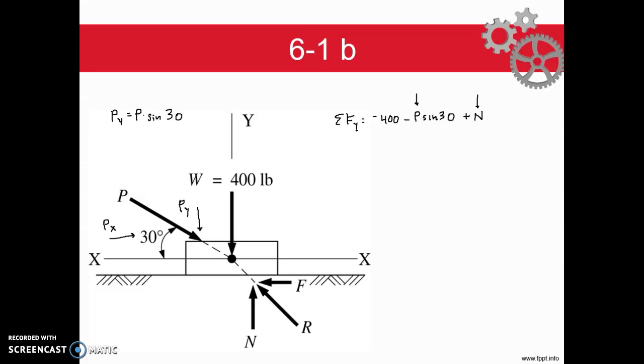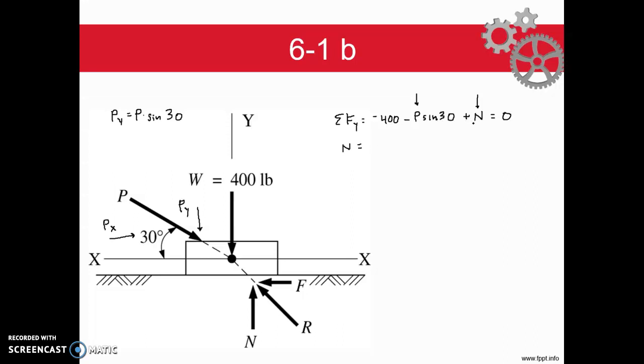So we're not going to be able to solve this equation and get a number. We're only going to be able to simplify it somewhat, or solve it for one variable in terms of the other. And so I think I'm going to solve this for N, find out what is N in relationship to P. And I guess up here I should have said all of this is equal to 0. Let's be accurate in our mathematical statement here. Sum of forces equals negative 400 minus P sine of 30 plus N equals 0.